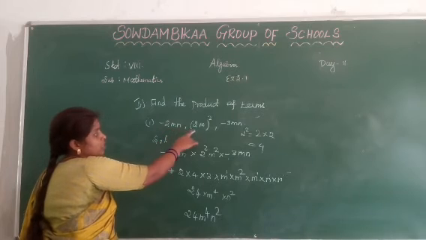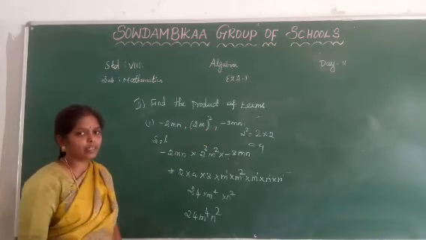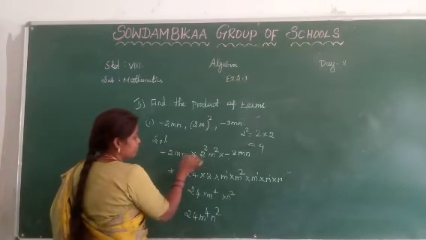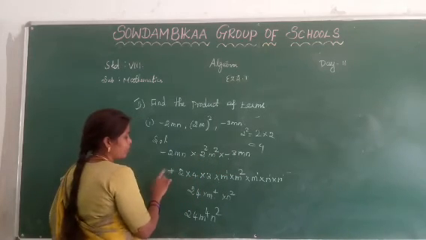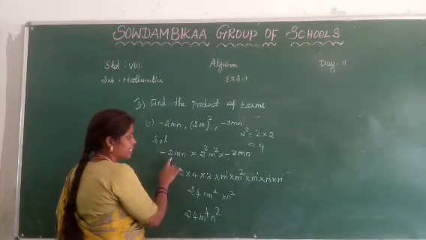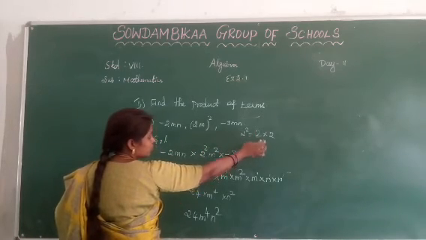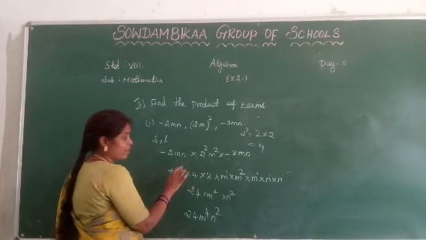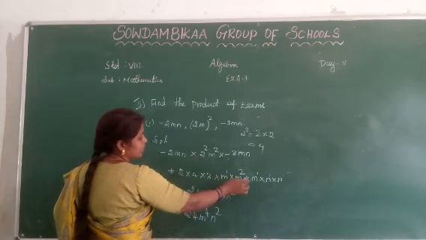Minus 2mn, 2m the whole square, minus 3mn. First you multiply the symbols: minus into plus is minus, minus into minus is plus. Therefore your answer is plus. First you should write the numbers: 2 into 2, 2 square means 2 into 2, 4, next into 3. Next you multiply the same variables: m, m square, m, m power 4.